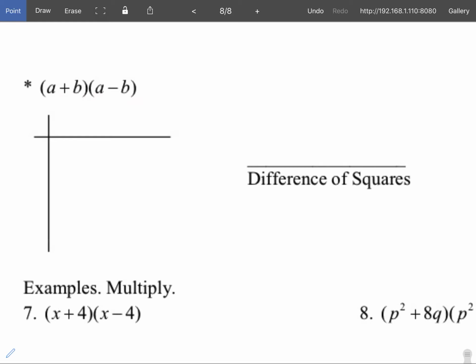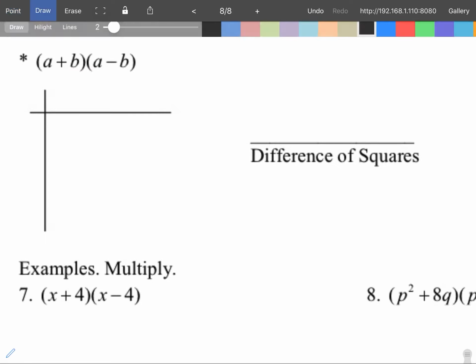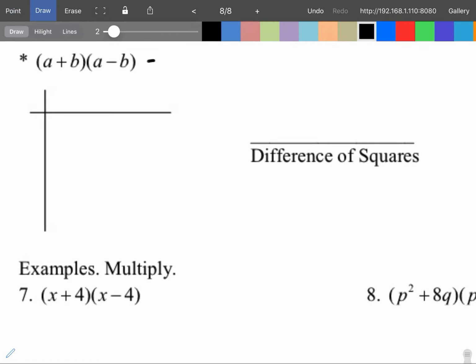So do you see it's got to be a plus b and a minus b. So it's got to be two binomials that are the same. One of them's got to have a plus in the middle and the other one has to have a minus. Whenever you have that kind of a setup, then the middle term is going to cancel out. So I'll show it the long way just so we can get the formula.